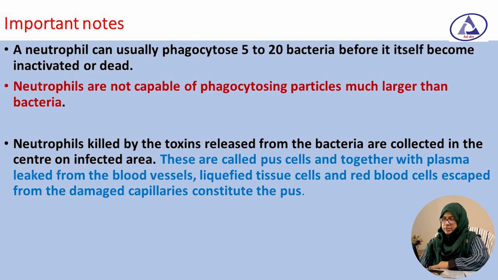The neutrophils are not capable of phagocytosing particles much larger than bacteria. Neutrophils killed by toxins released from the bacteria are collected in the center of the infected area. These are called pus cells, and together with the plasma leaked out through the blood vessels, liquefied tissue cells and red blood cells escaping from the damaged capillaries, they continue to form pus.